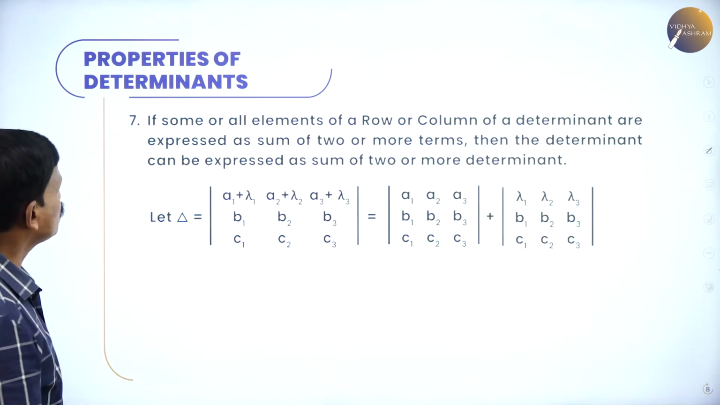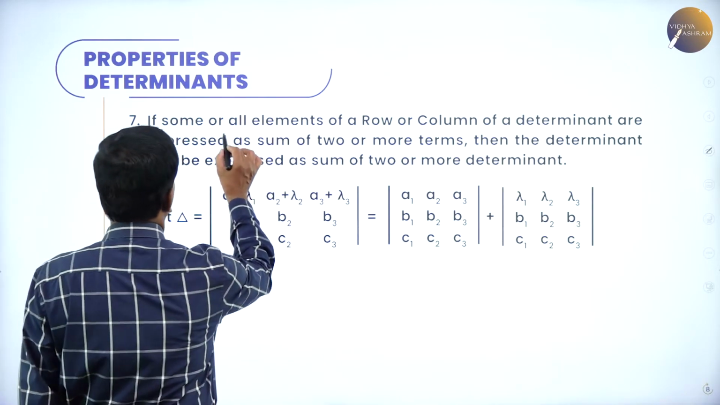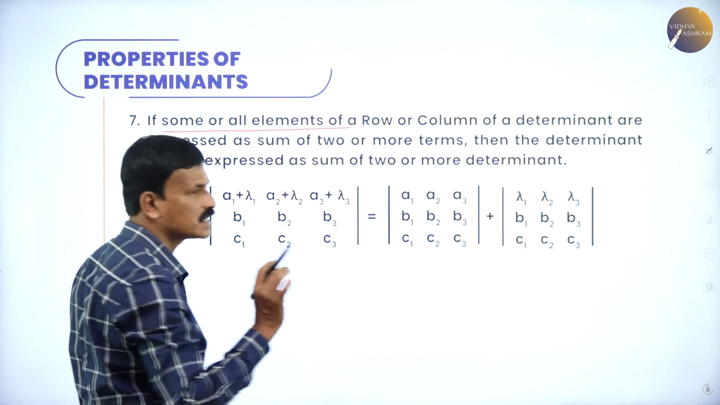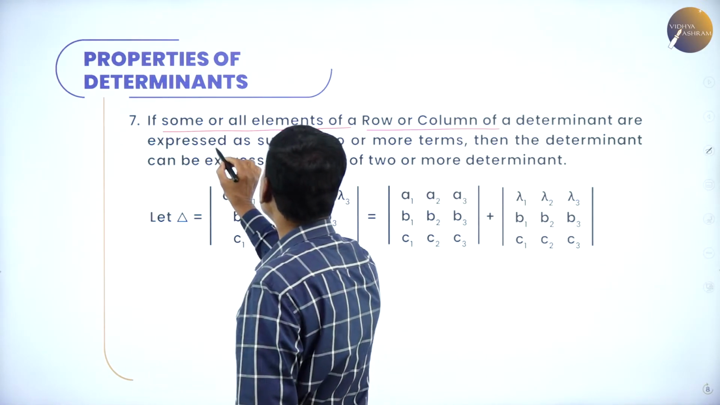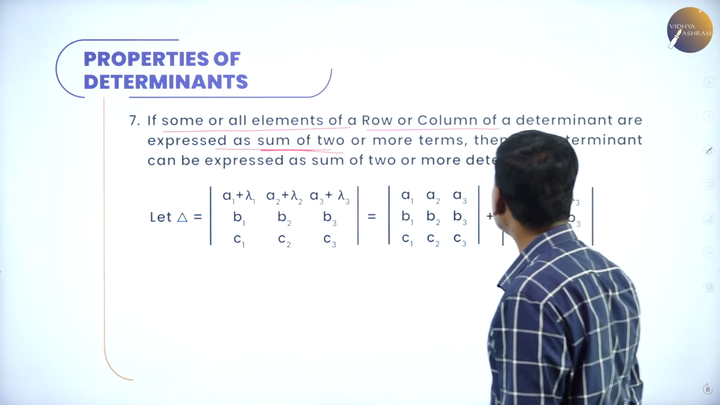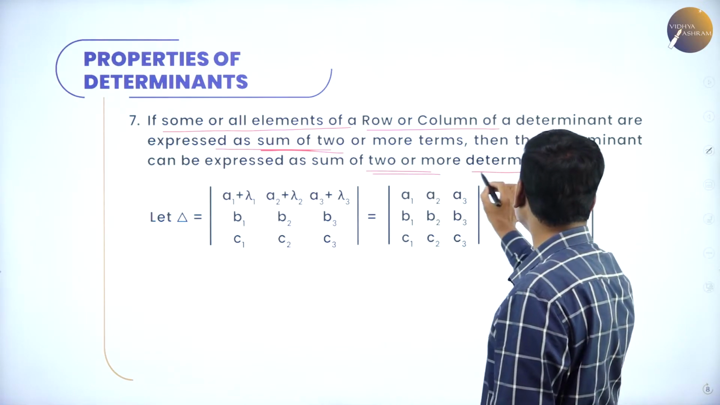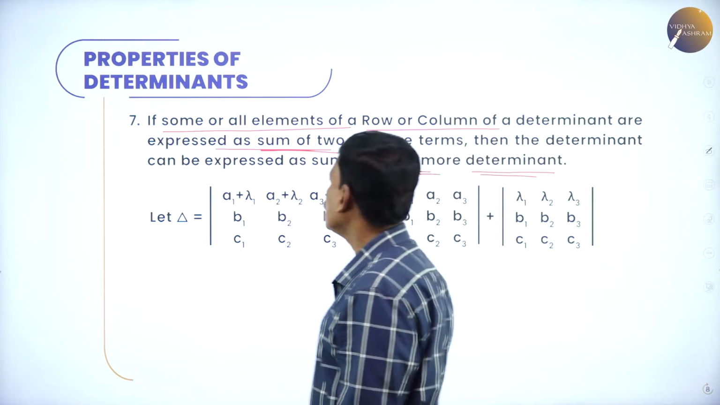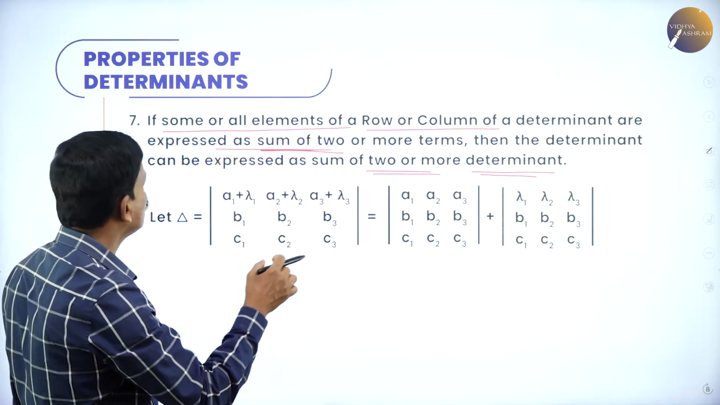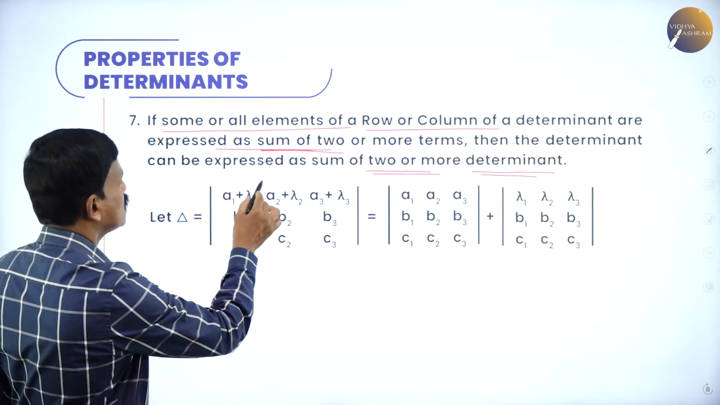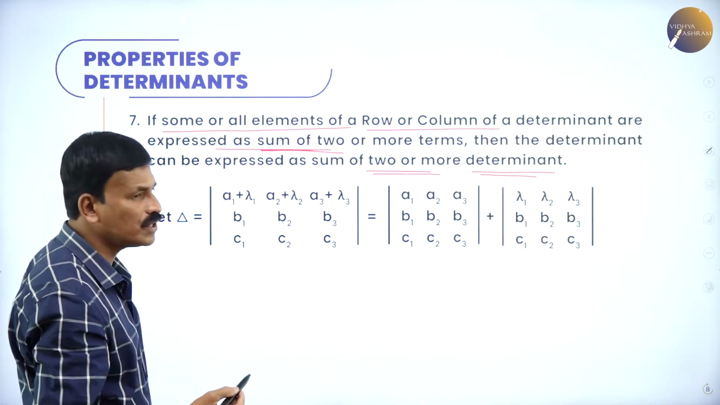Now, coming to the last property. What is the last property? Seventh property. If some or all the elements of any row or column of a determinant are expressed as the sum of two or more terms, then the determinant can be expressed as the sum of two or more individual determinants.